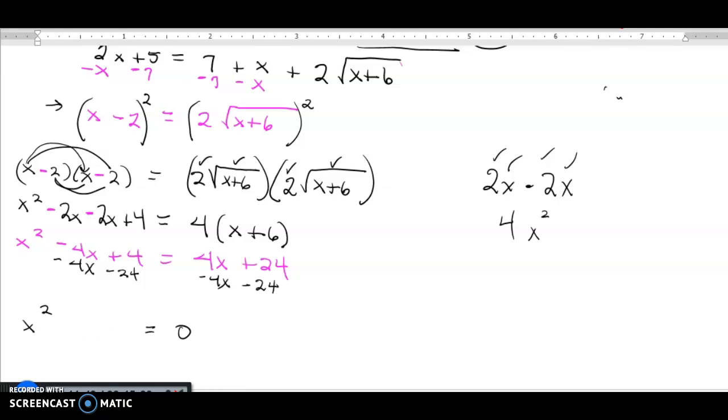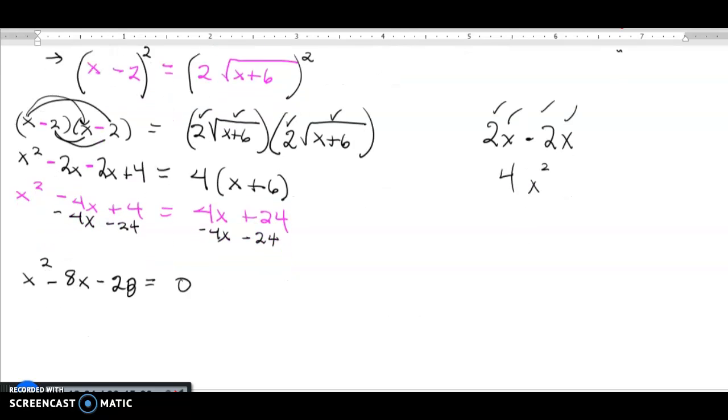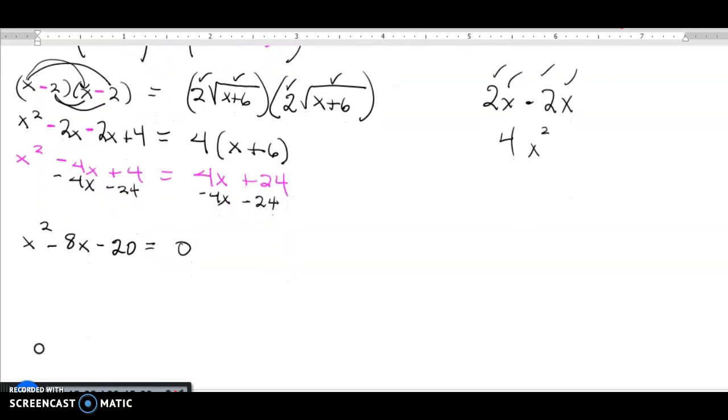All right, we've got x squared minus 8x. And then we've got minus 20 equals 0. And we factor that so that we can set our factors equal to 0. X times x gives us the x squared. Let's see, I'm thinking negative 10 and a positive 2. So x equals 10, x equals negative 2.